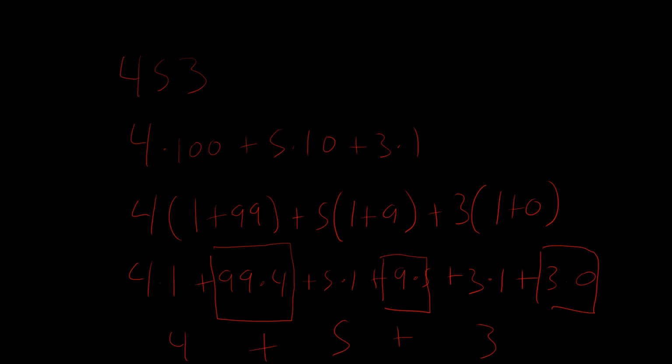But do you notice something? 4 plus 5 plus 3 is the same as the 3 digits that we started with. This is a little trick of divisibility by 9. It's called casting out nines. Let's look at a few examples.